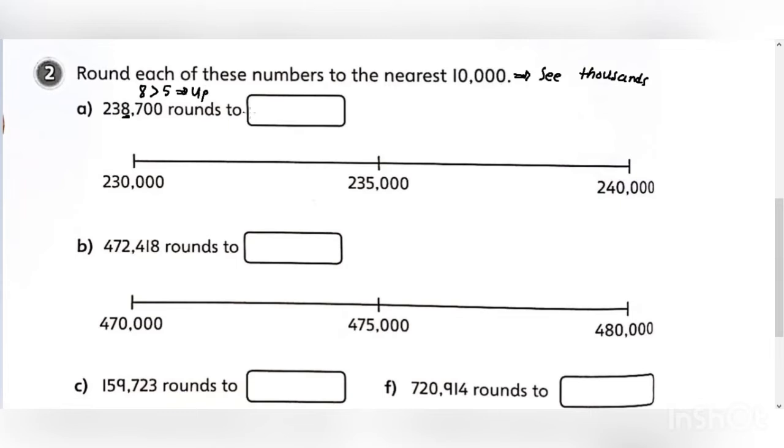The number after 3 is 4. So the answer is 240,000. Or we can also use this number line. Actually, 238,700 is kind of here, right? So the number here is nearest to 240,000.